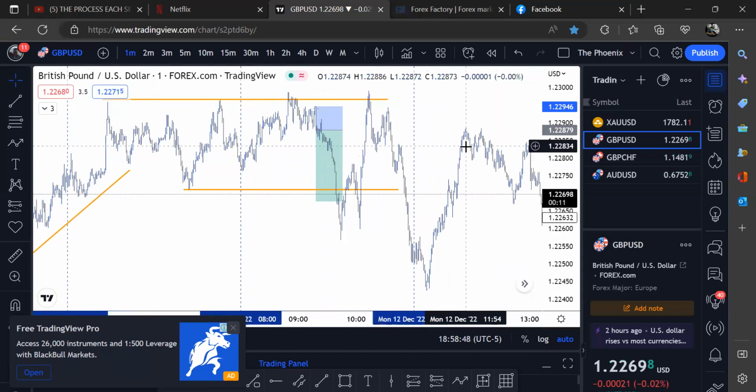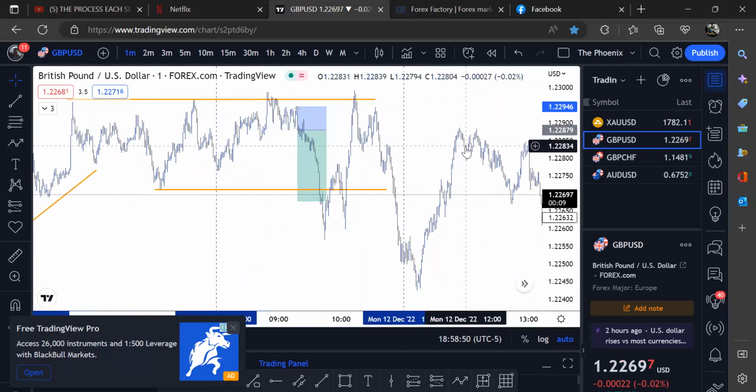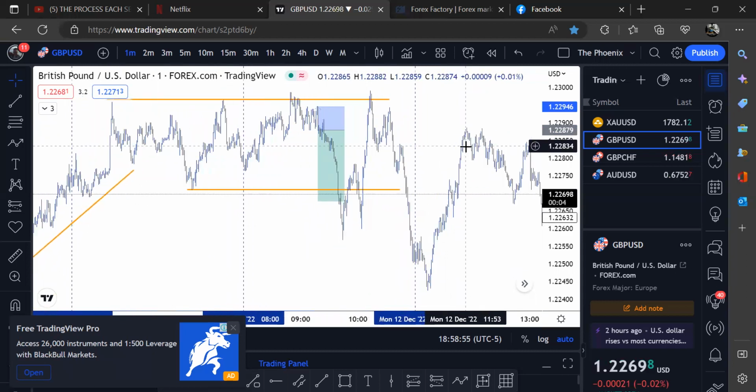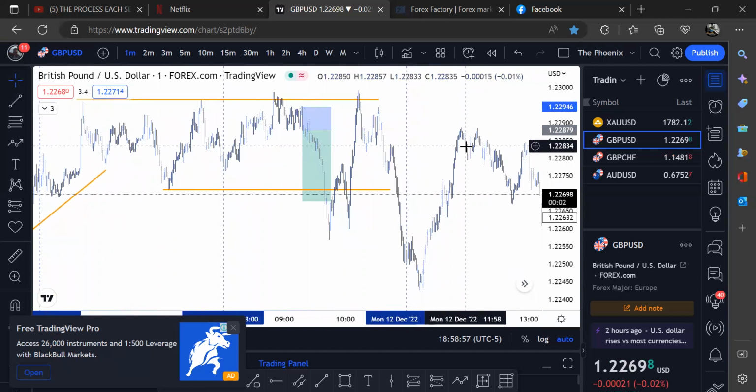I don't have to be in a trade for hours. If a trade goes on for more than 2 hours, I exit the trade. It doesn't make any sense. It means that it's not working out, and I need to revisit what I did there.